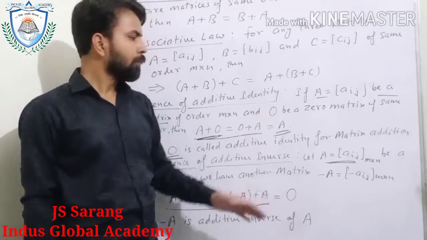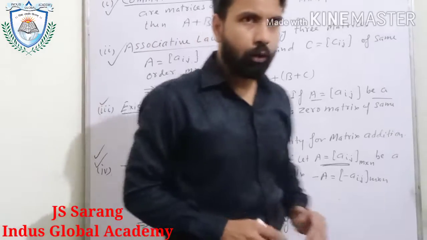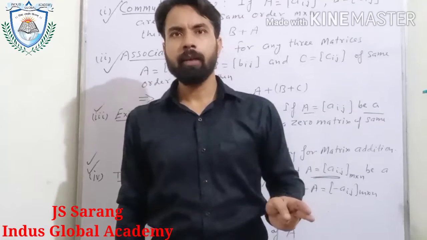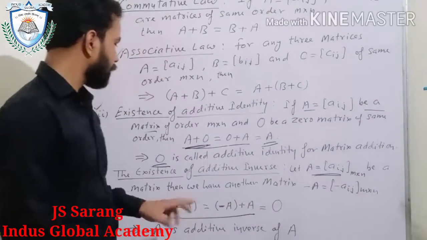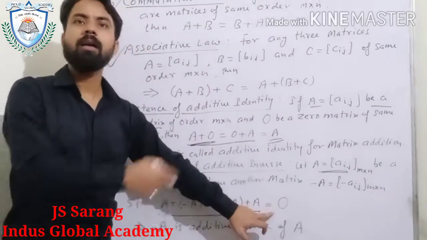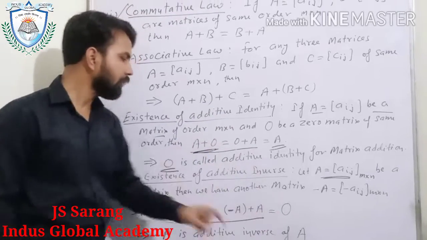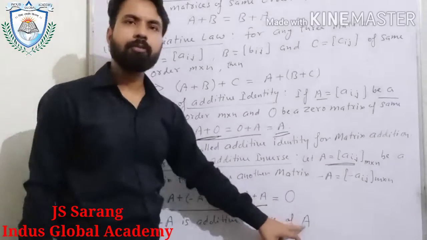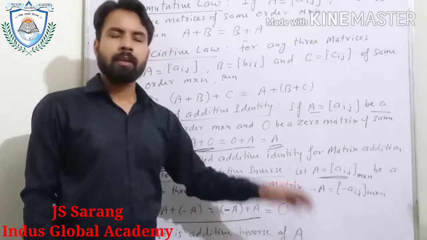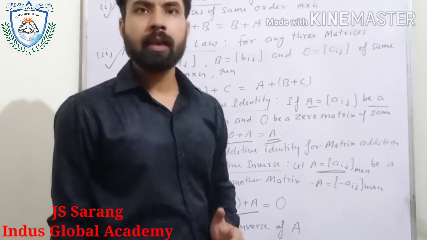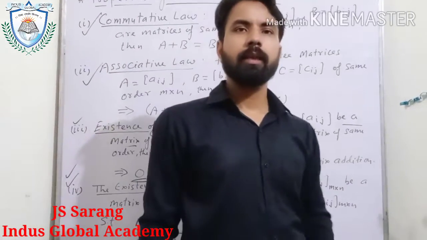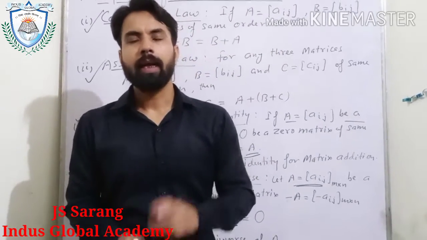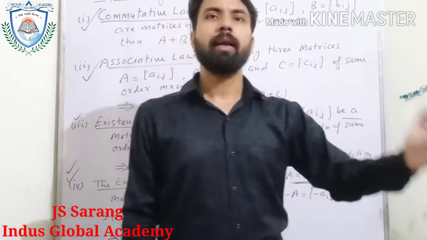Understood? So if there is a matrix A of order m by n, and another matrix is negative of A of the same order, then their sum gives us a zero matrix. Then we can say that negative of A is the additive inverse of A. Clear? If the sum of any matrix and its negative matrix gives you a zero matrix, then negative of A is called the additive inverse of the matrix A.